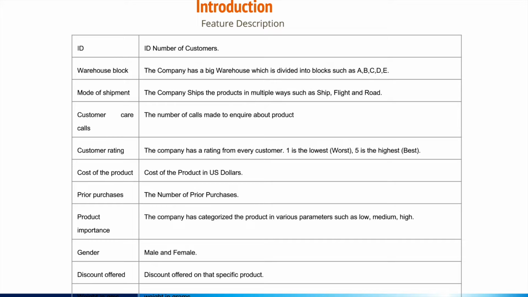Also, we care about the number of calls customers make to inquire about their products. We also looked at the customer rating, 1 being the worst and 5 being the highest. And the cost of our product is in US dollars. We also looked at the number of prior purchases our customers have made during the specific time period. Also, we collected a sample to identify product importance, and it is ranked as low, medium, and high. We also care about the gender of our customers. We also looked at discount offers on products.